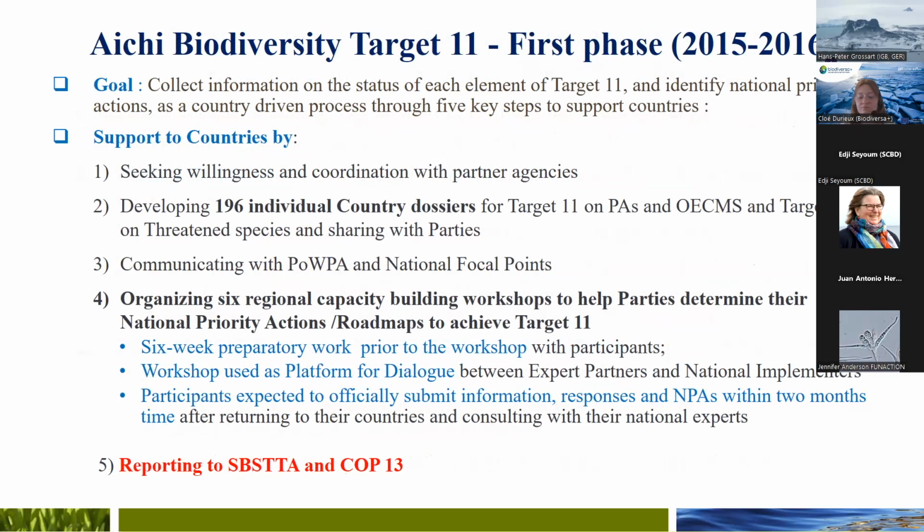The first phase, the goal, as I said, is to help countries identify national priority actions. As a country-driven process, they have to do it themselves. But the Secretariat supported this by involving key expert partners and agencies, seeking their willingness, cooperation, and coordination. The Secretariat also developed 196 individual country dossiers for Target 11 and Target 12 on threatened species and shared them with the parties, so they have all their information gathered in one place on each one of the elements of Target 11 and Target 12.